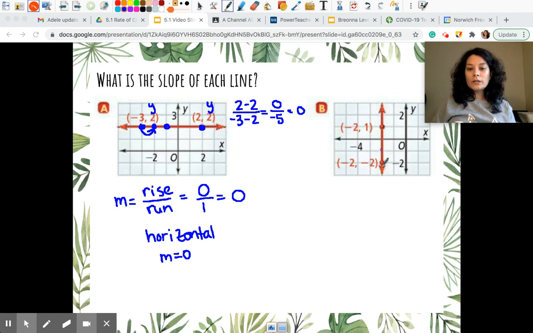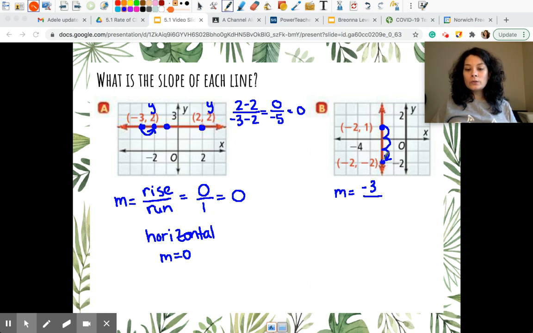Now let's take a look at this straight line that is straight vertically. I'm going to start by just using this point here, and I'm going to use the other point that they're labeling. So I'm going to go from this top point down to this bottom point. It doesn't matter which points you use. It doesn't matter which point you start with. I'm going to go down 3, so that's my rise, -3.